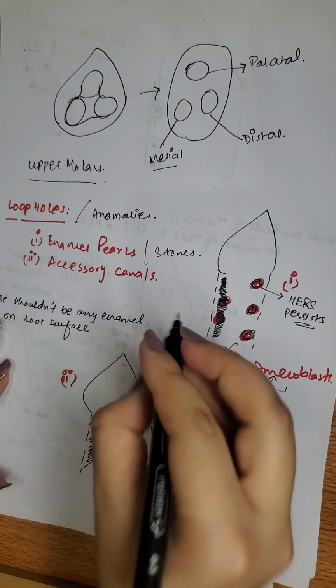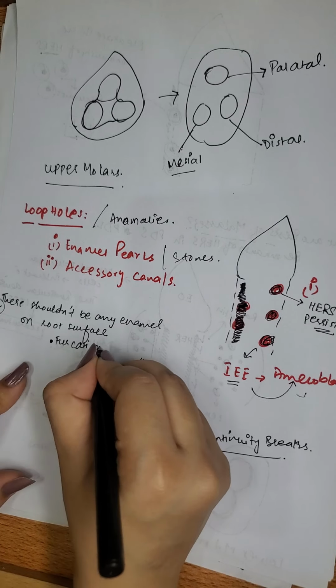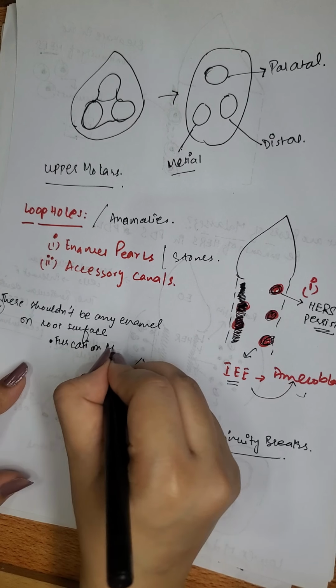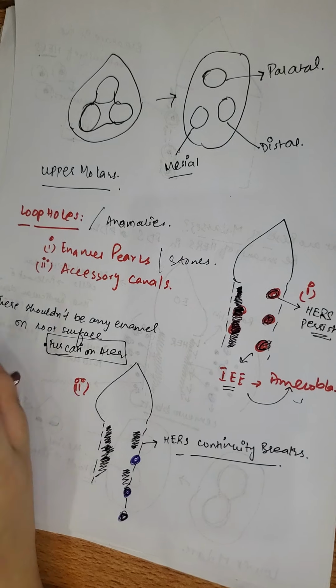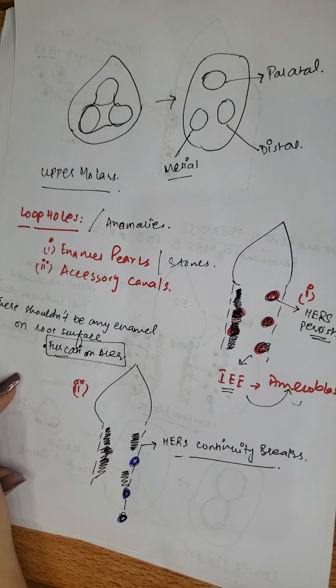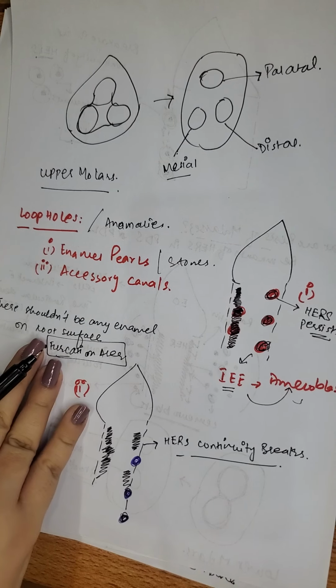Mostly the enamel pearls are located at the furcation area. This is very important for your MCQ. Furcation area is the area between or at the junction of two or three roots. So mostly these are formed at the furcation area.